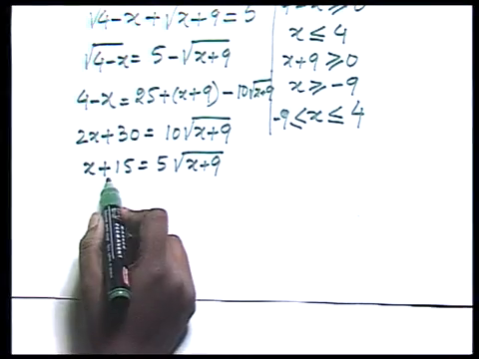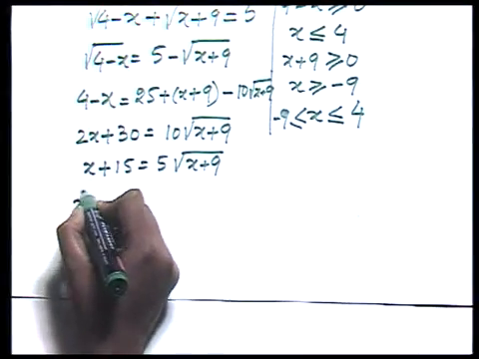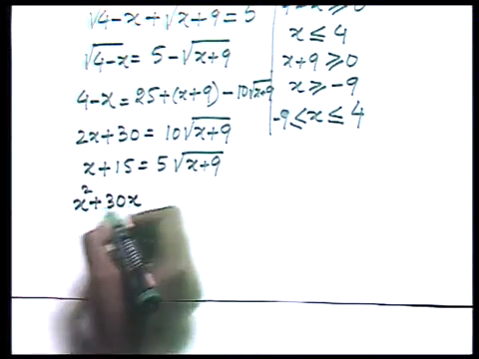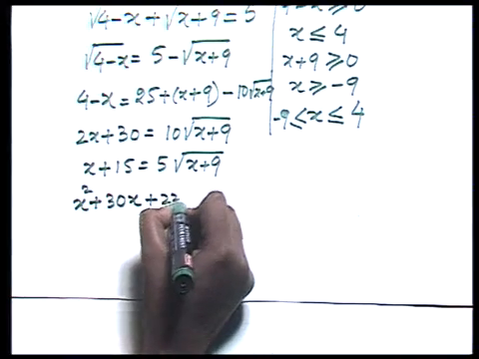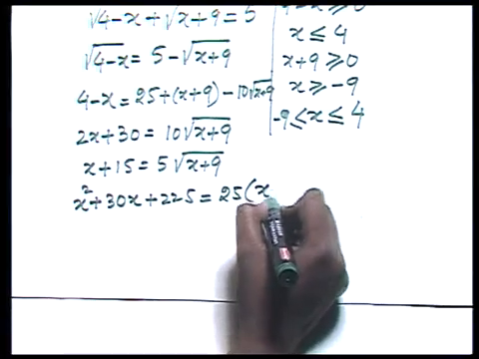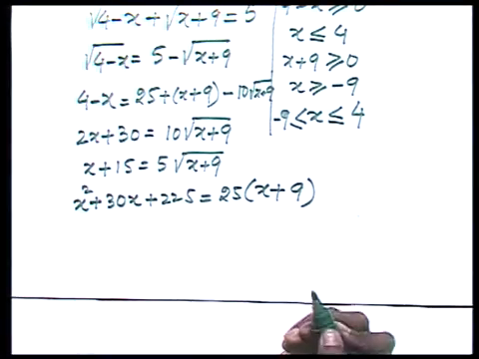We again get an equation which has an expression involving a radical sign. And how can we remove this radical sign? Let us again square this expression both sides and see what do we get. When we square both the sides of this equation, we get x square plus 30x plus 225 is equal to 25 into x plus 9.